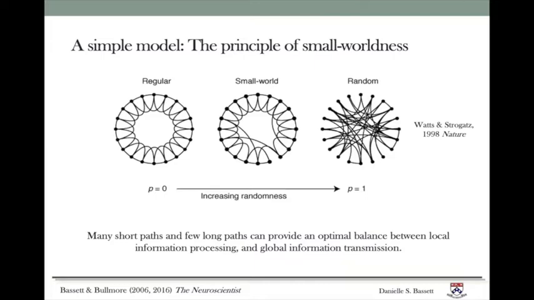So here is a rewiring probability of 0, staying at the regular graph, and then a rewiring probability of 1, moving to a purely random graph. Then in between, we observe this small world architecture, where we have strong local clustering of connectivity and a few long-distance connections across the graph. So in this case, many short paths and few long connections can provide an optimal balance between local information processing and global information processing, or that was the suggestion of the model, okay?